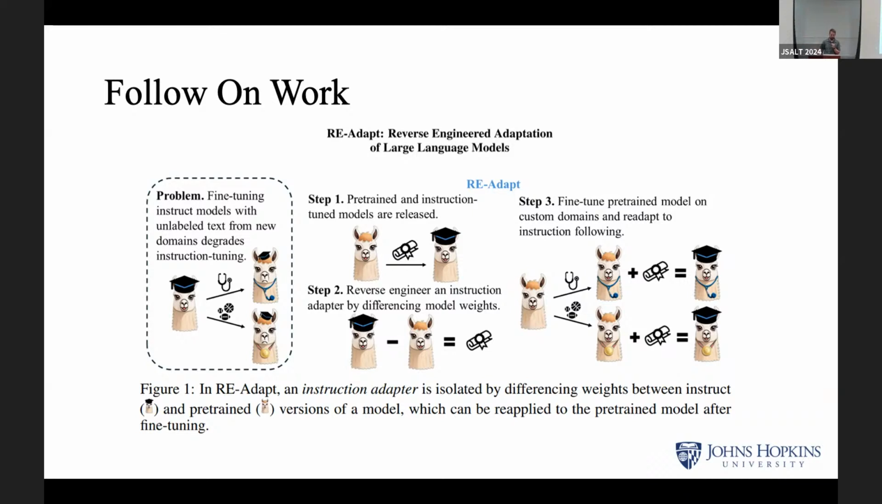And so the next project that I did was this ReAdapt thing, where you isolate instruction tuning by taking the difference between the instruction-tuned model's weights and the pre-trained model's weights. So it's safe off to the side. And then you can fine-tune on the pre-trained model, add all that new unlabeled knowledge, and then add in the instruction tuning after the fact. And that works really well for fine-tuning with unlabeled data, but still maintaining all that other capability. So with that, I will open it up to questions.